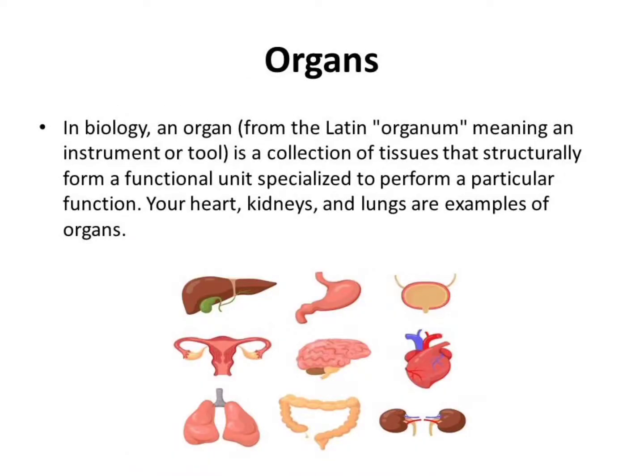Organs in biology. An organ, from the Latin organum, meaning an instrument or tool, is a collection of tissues that structurally form a functional unit specialized to perform a particular function. Your heart, kidneys, and lungs are examples of organs.